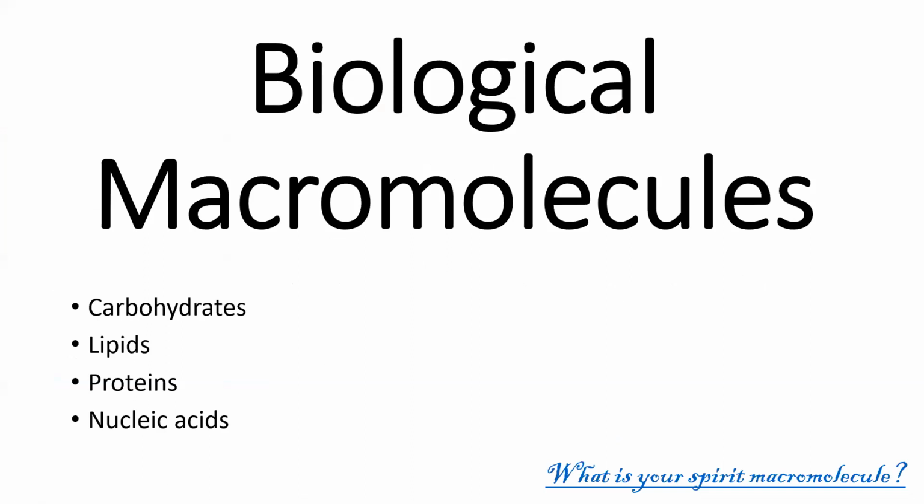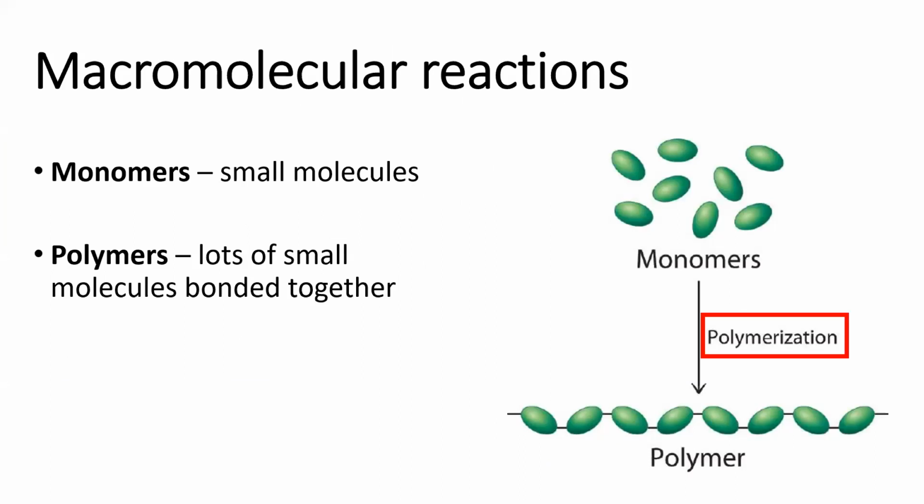Alrighty, welcome back everyone. We are going to be starting chapter 3, and that's going to be a discussion of the biological macromolecules. We have 4 main groups that we're going to be talking about: the carbohydrates, the lipids, protein, and finally nucleic acids. All right, so before we get started on the individual macromolecule groups, I want to talk about a very, very important concept, and that is the way that macromolecular reactions occur.